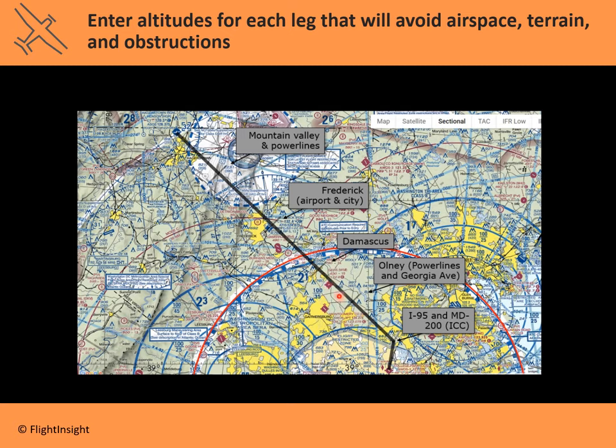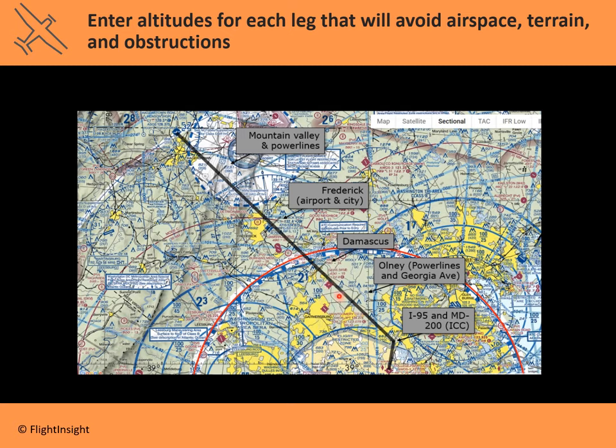So if we look at the sectional chart, all we need to do is kink the route of flight just a tiny bit to the left, and that's going to have us overfly the airport of Frederick. And Frederick has a VOR station located on the field, as evidenced by the compass rose around the airport, and the identifier right here. So the Frederick VOR is a great radio nav aid to help us navigate, because we can either be navigating to the VOR station or away from the VOR station on a specific radial.